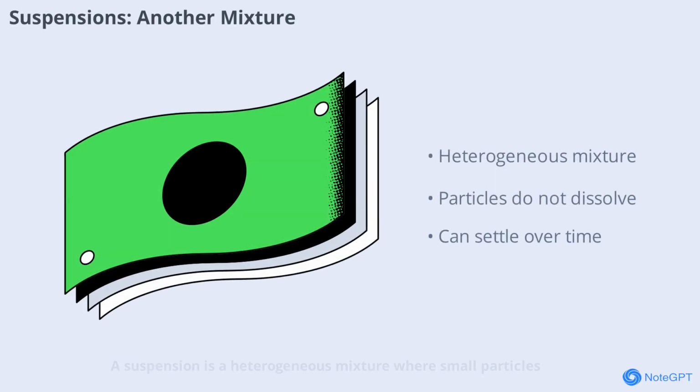A suspension is a heterogeneous mixture where small particles are spread throughout a liquid but do not dissolve. For example, muddy water is a suspension. The particles can settle over time. Suspensions are different from solutions because the substances do not mix evenly.